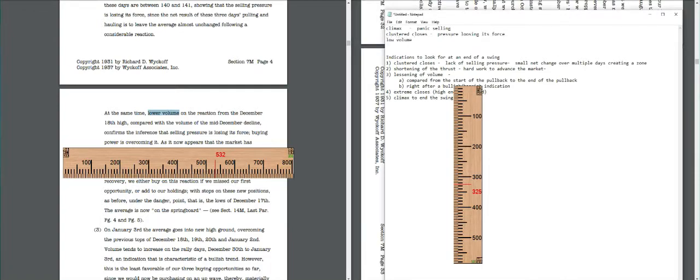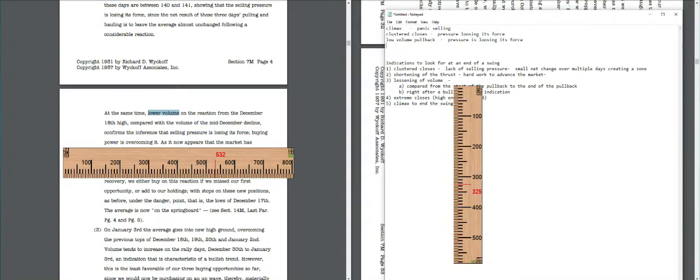And let me just explain that. Low volume pullback. And how he compared it was, he basically compared and said, okay, now it's losing its force. So you can compare the start of the pullback to the end of the pullback and see that the volume is diminishing. When the volume is diminishing, it means it's losing its force.